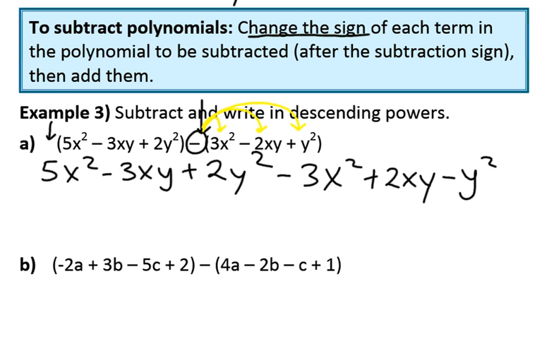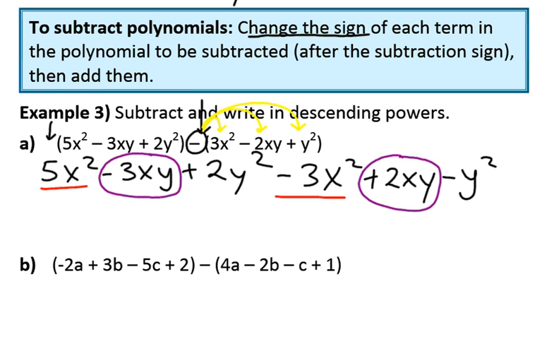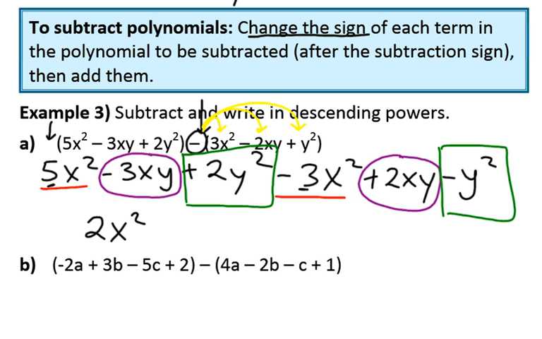Once you do that, now it's the same exact thing that we've been doing. So look for your like terms. 5x squared and negative 3x squared, negative 3xy and positive 2xy, and positive 2y squared, negative y squared. And then just simply combine like terms. 5 minus 3 makes 2x squared. Negative 3 plus 2 makes negative 1xy. Positive 2 minus 1 is positive 1y squared. And that is my answer.